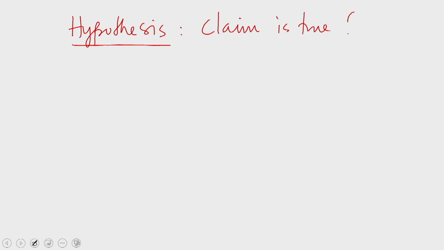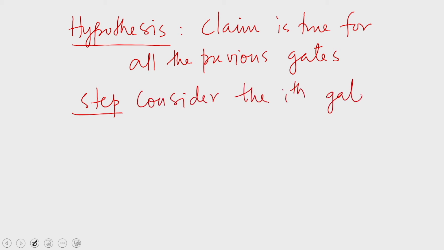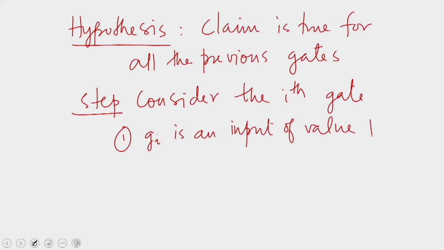Now, as an induction hypothesis, let me assume that the claim is true for all the previous gates, and then in the induction step I am considering the ith gate. Now, for the ith gate there are two possibilities. One is that Gi is an input of value 1. In this case, Gi is identical to G1.